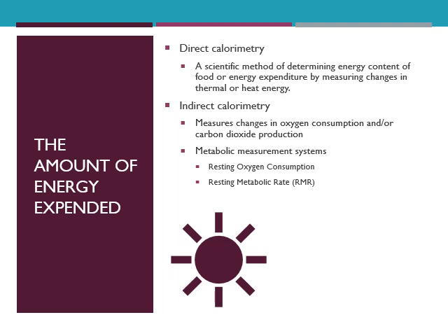Direct calorimetry estimates energy content by measuring changes in thermal or heat energy, while indirect calorimetry can estimate energy expenditure by measuring changes in oxygen consumption by a person and or carbon dioxide production. And there are a number of examples on the next couple of slides. Some metabolic measurement systems include a system that can measure resting oxygen consumption.